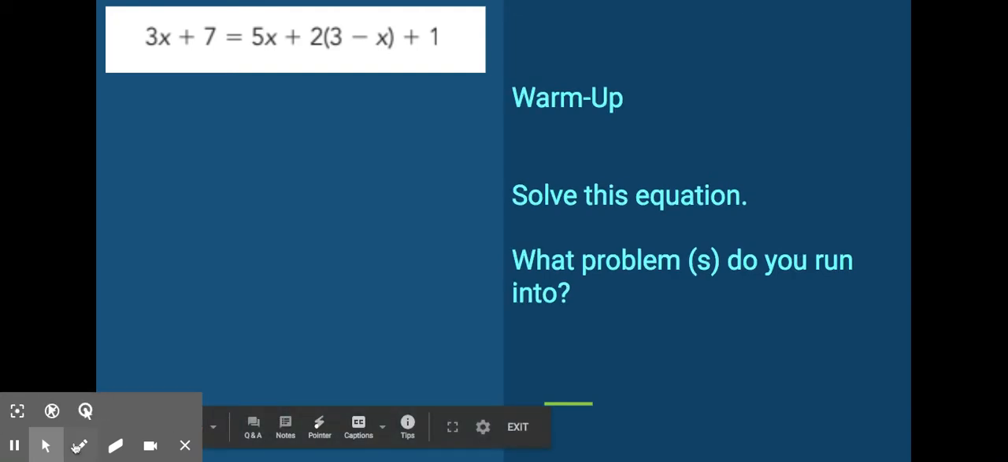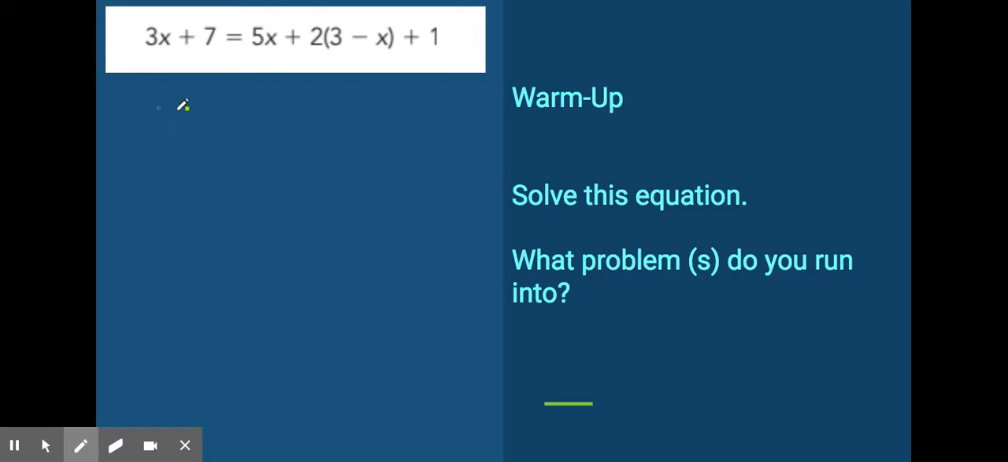All right. So here we go. So when I go ahead and solve this equation, now I've already mentioned that there's going to be a problem when we end up solving this, or something that doesn't seem right, okay? But here's how I would go ahead solving it. First, I'm going to go ahead and distribute out, okay?